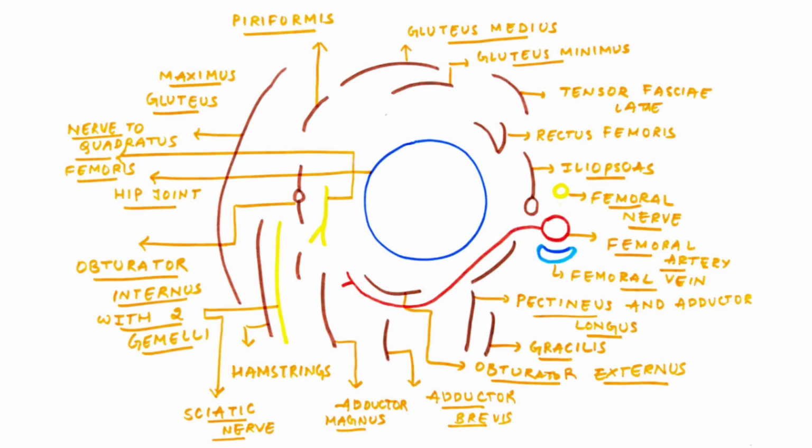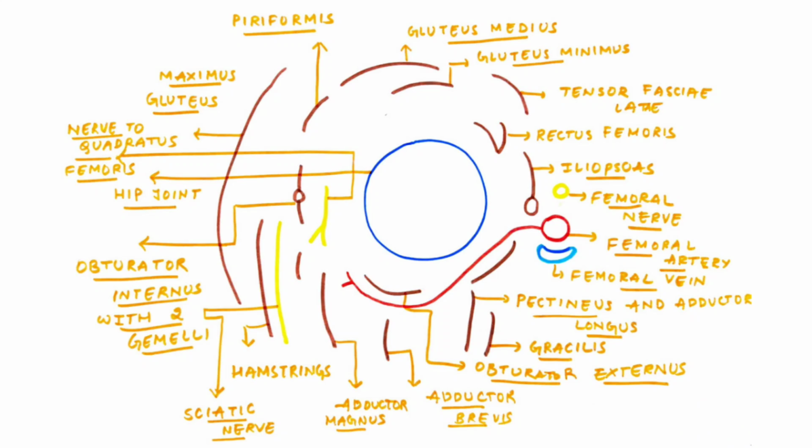Remember, if you want to remember this, you can just remember the anterior relation of the hip joint as femoral triangle. Now coming to the posterior relations of the hip joint. The posterior relations of the hip joint are basically the structures present in the gluteal region. Not all of them, but some of them. Okay, in series.